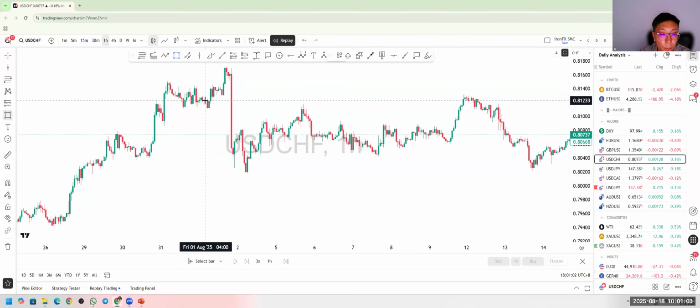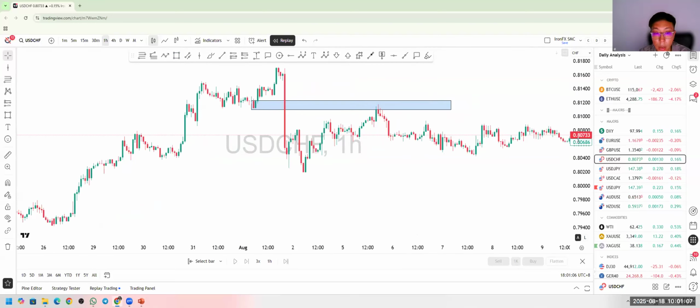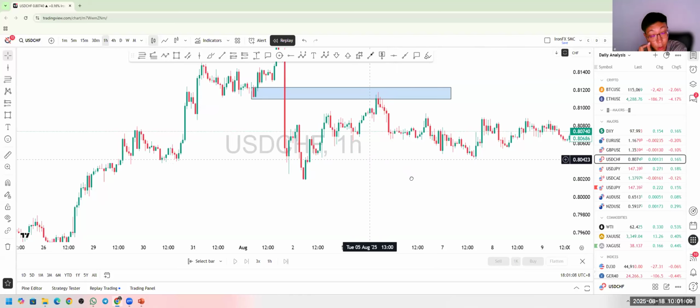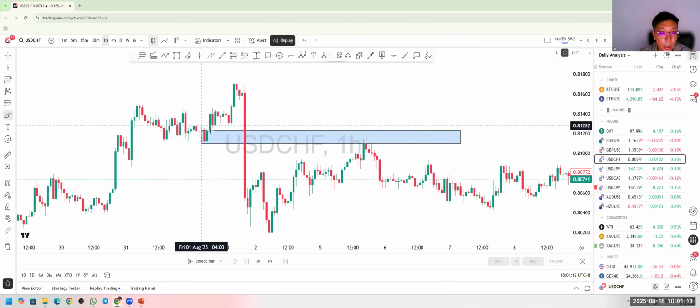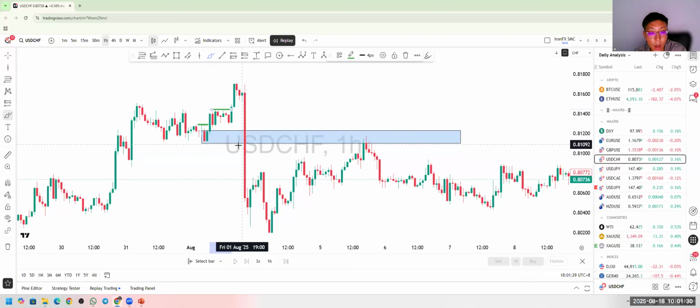Okay, why is this our breaker block? Because you can see right here, firstly, it was an order block. Then what we can see next is we have a change of character over here and then a break of structure. So last bearish, we highlighted the last bearish candle. So this is our order block.